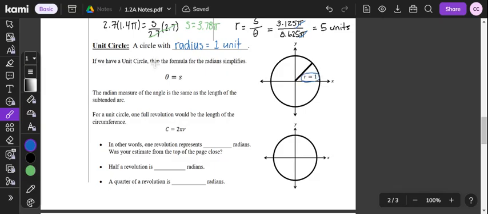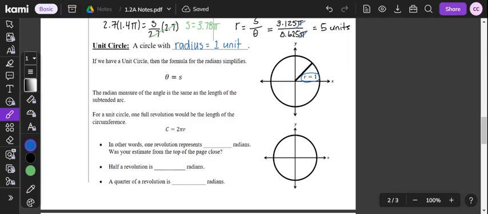It says if we have a unit circle, then the formula for the radians simplifies. It is no longer theta equals s divided by r. Sorry, I keep saying pi. Theta equals s divided by r. It is now just theta equals s. The r has gone away.